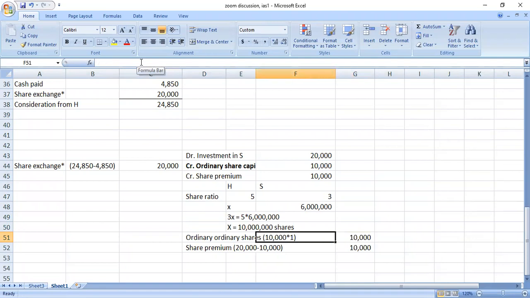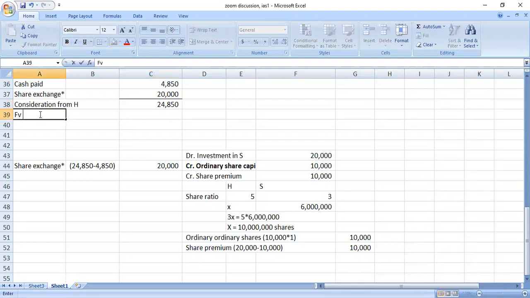So meaning that if we got 20,000 shillings or million, there must have been a balance. And where is the balance? The balance goes to the share premium. So that's how I end up having this. I hope we are okay. This is what we do. So as simple as that. Then officially you're done with the fair value consideration by the parent.